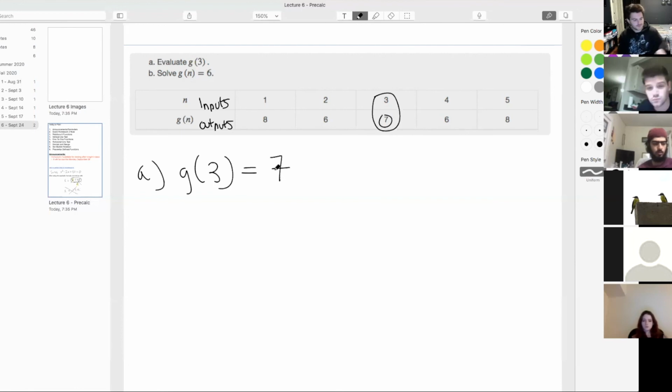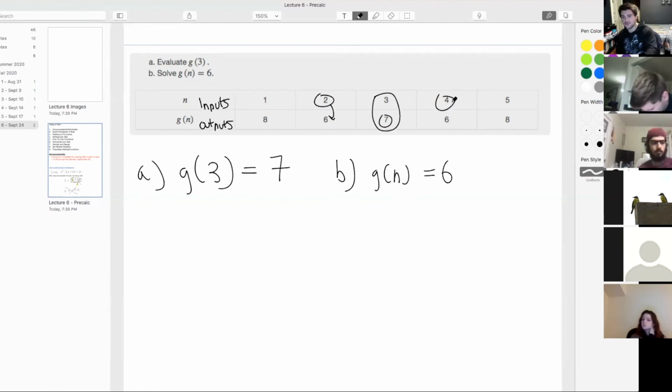All right. So I hope that's okay. And B, solve g of n equals 6. We ask ourselves which input got sent to 6. Well, we see that 2 got sent to 6 and also 4 got sent to 6. So the answer would be n equals 2 and n equals 4.